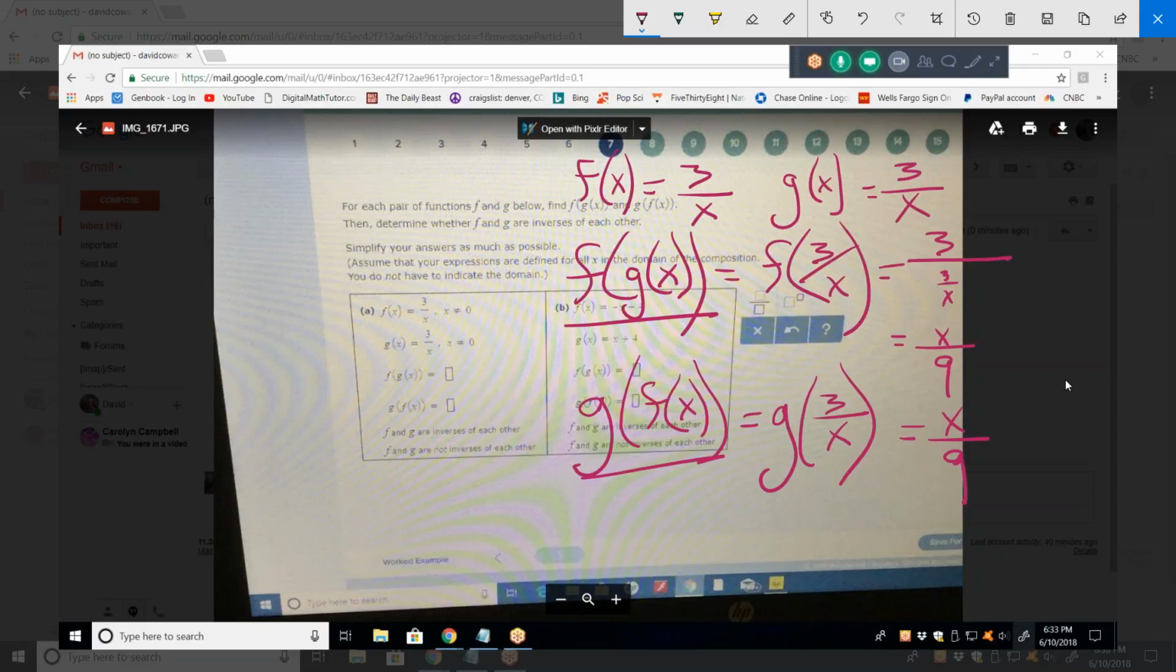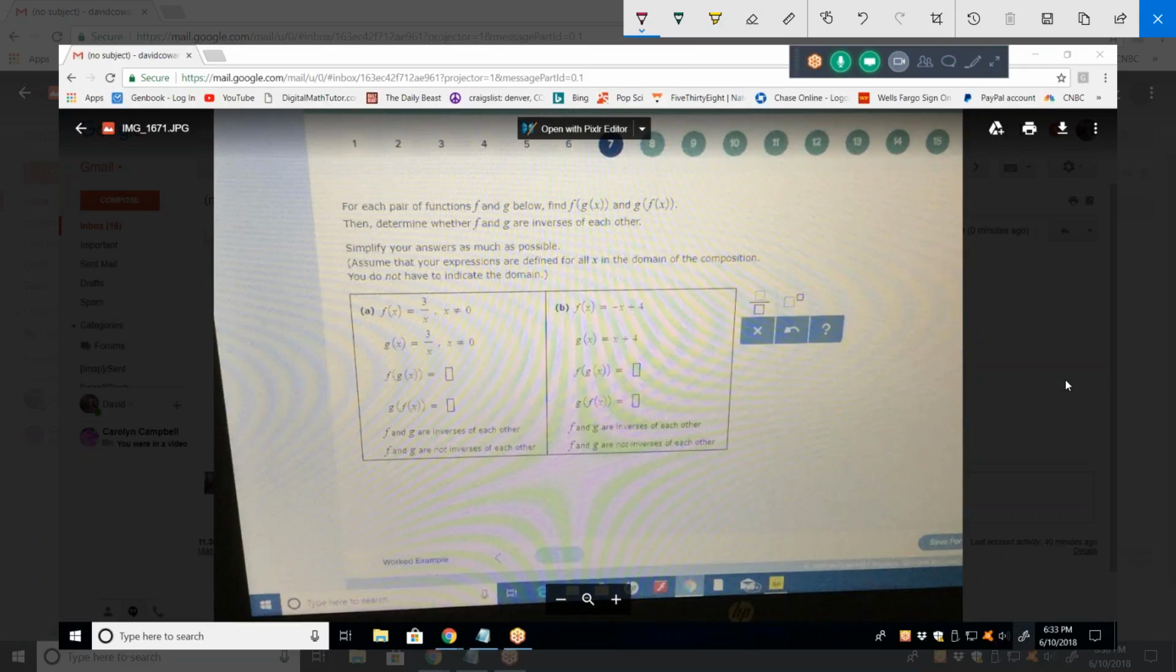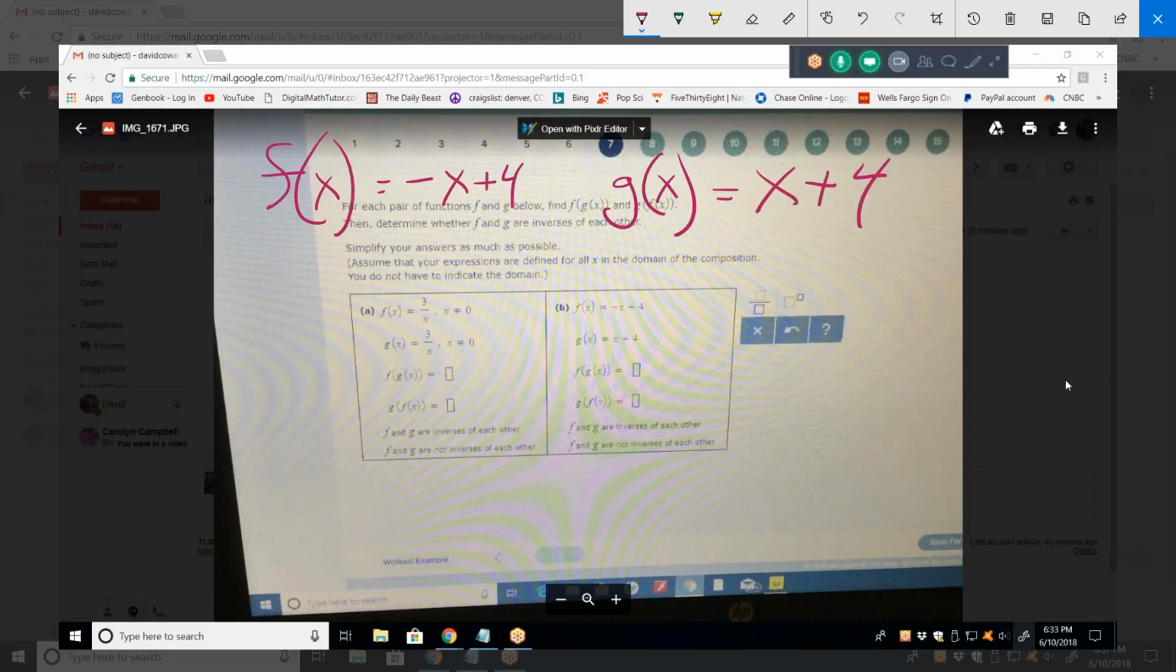Okay. So that answer right there. Okay. Other two functions. Let's see. I'll use more of the paper here. F of x equals negative x minus 4 or plus 4? One second. Let me pull it back up. F of x equals negative x plus 4, and g of x is x plus 4. Okay. So what is f of g?